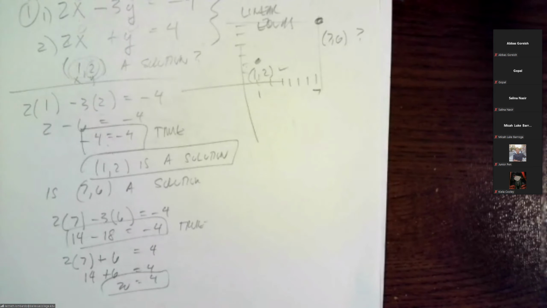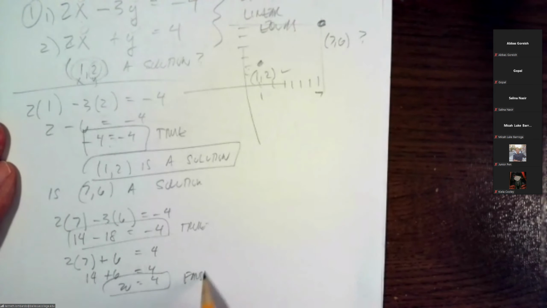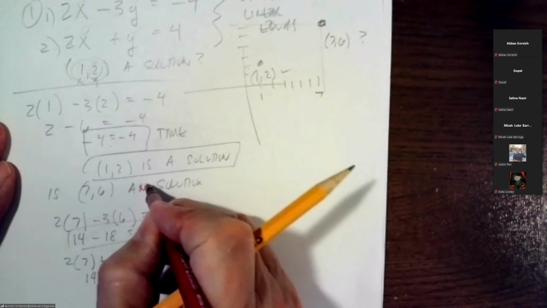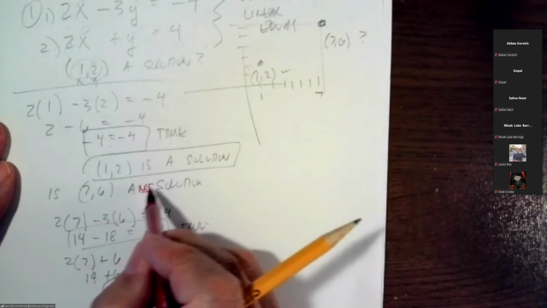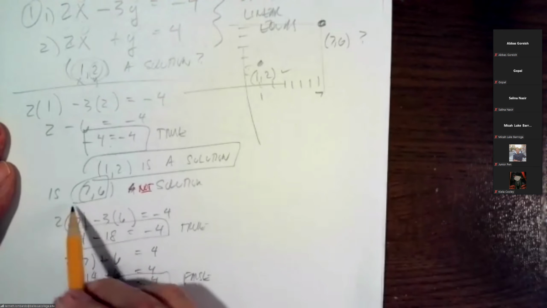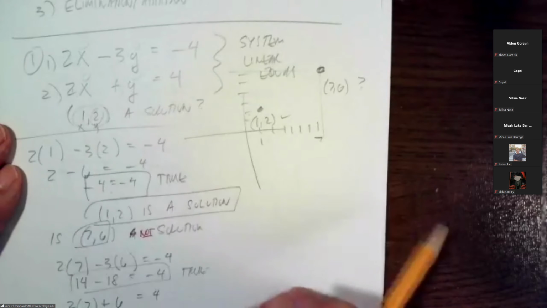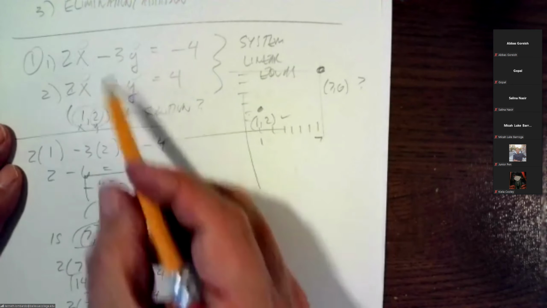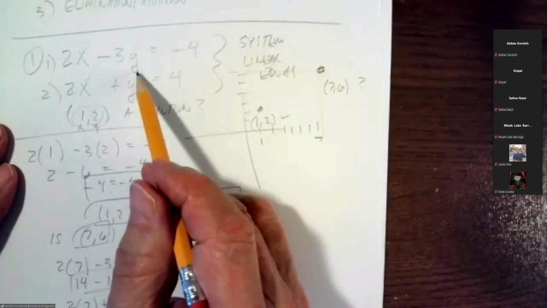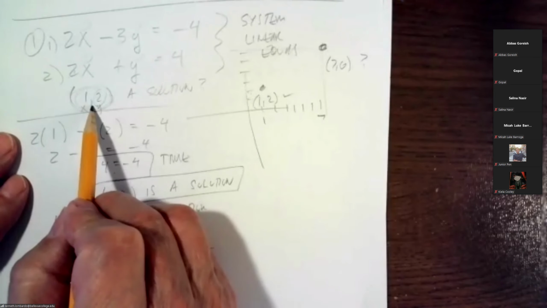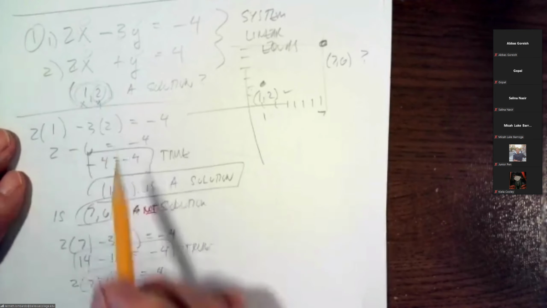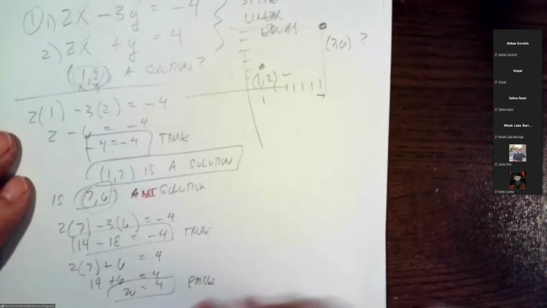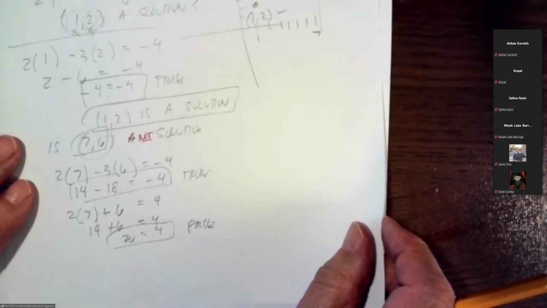That's not a solution, is it? That's false. So that says that (7, 6) is, let me do that in red here, not a solution. Okay. Now we could also go up to the first equation and plug in other values and see where they cross, but here we're just asking, does it cross at (1, 2)? And here, does it cross at (7, 6)? Okay, questions on what we've done there at all?